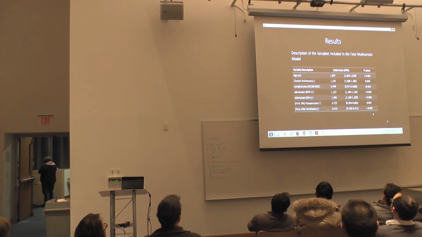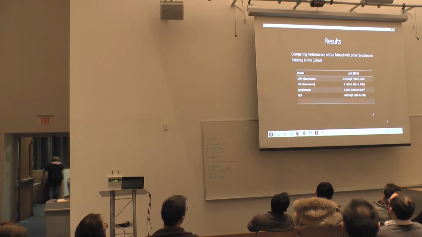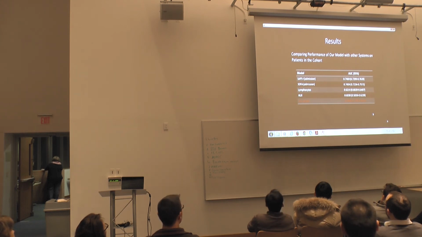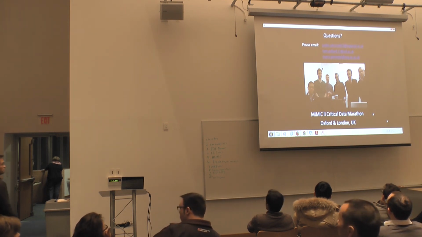According to our preliminary analysis, the lymphocytes information is kept in the multivariate model. We also compared the performance of our model with other systems on patients of the selected cohorts, and it achieved a better performance with a significantly higher AUC value, which encourages us to conduct further and more exhaustive analysis in order to demonstrate that neutrophils and lymphocytes add predictive value for ICU patients. Thank you for your attention, and we will be happy to get any feedback from you on this work.